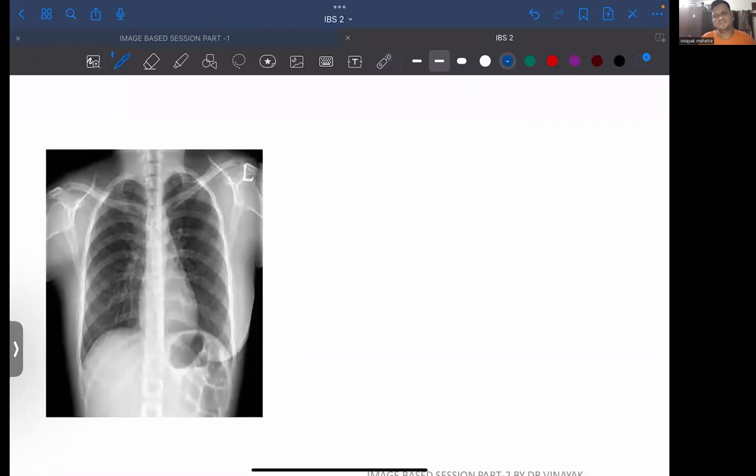What do you think? What is this? What is the problem in this X-ray?